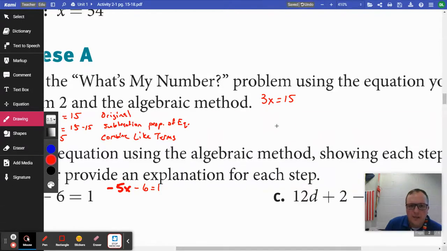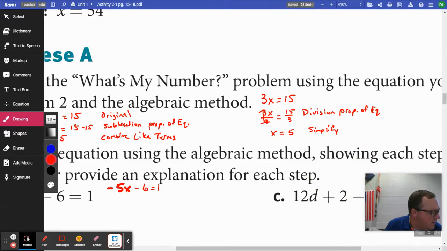I will then need to divide both sides by 3, and that is the division property of equality. Then I just simplify to get my answer. Like I said, the 3's become a 1, so that's an x, and 15 divided by 3 is 5. Simplify to get my answer.